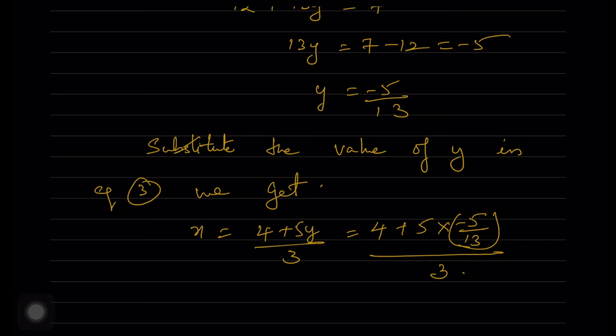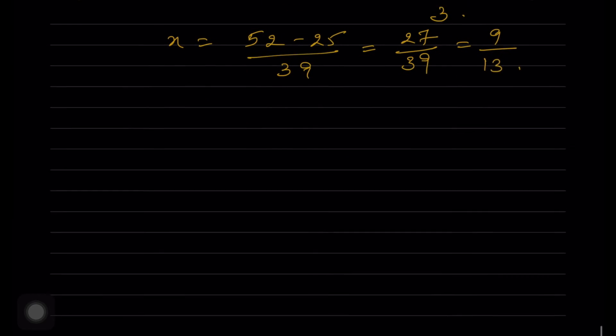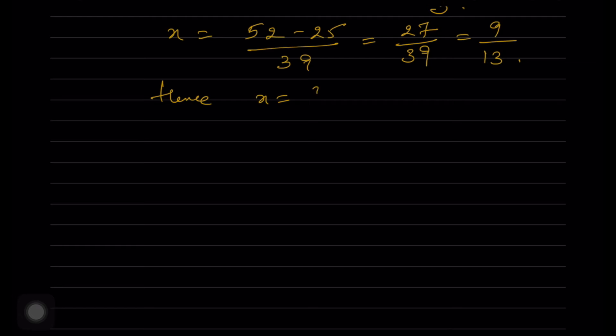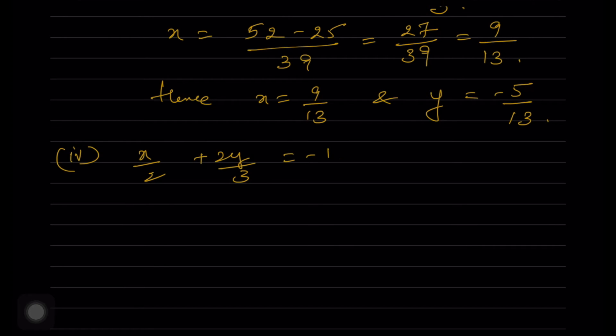So which is equal to, if you take LCM over there, you're getting x value as finally 9 by 13. So x is equal to 9 by 13 and y is equal to minus 5 by 13. These are the values which you're getting.